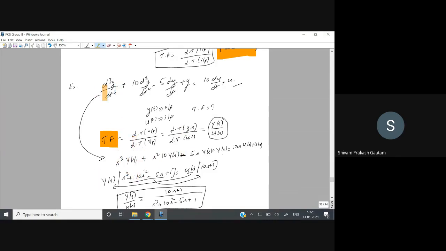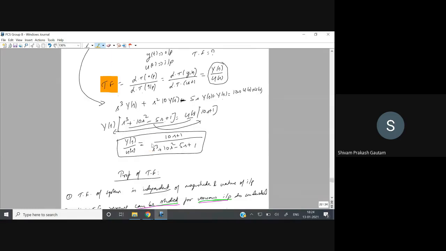So the Laplace transform of third order differentiation is s cube. Second order differentiation is s square. First order differentiation is simply s, and the Laplace transform of y is Y(s). Similarly, the Laplace transform of first order differentiation is s multiplied, right? So you can calculate Y by U. So this is our transfer function for this example.